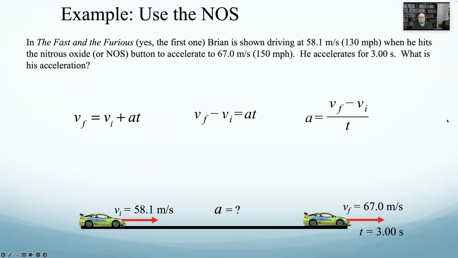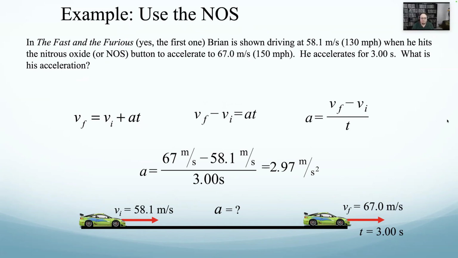And at this point, I'll just plug in numbers. My final is 67, my initial is 58.1, my time is 3. And I get 2.97 meters per second squared. All right. That's the general idea.